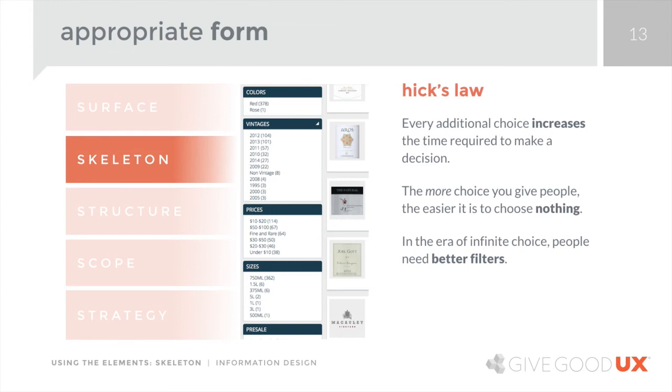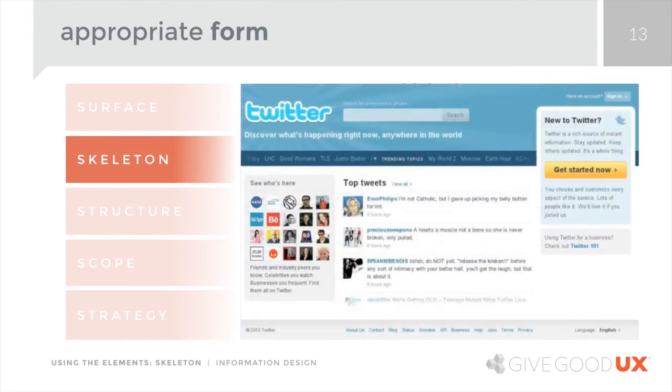Here's another quick example. When Twitter first came out, the homepage looked like this. There were all these different choices. If you're new to Twitter, read this box here. You can see who's here right now. You can look at top tweets. You have all these categories that are trending topics that are scrolling by. Then there's navigation at the bottom. There's multiple things on this page.